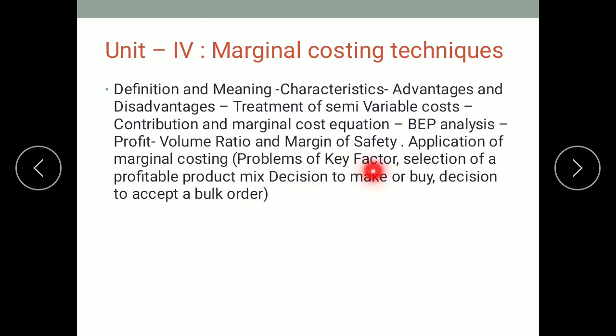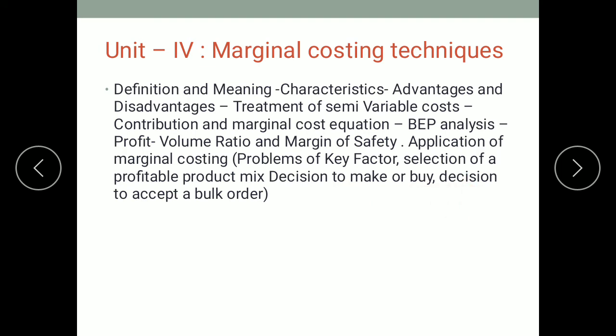The problems of key factor, we need to find out what will be our situation when a particular key factor, or key importance factor, is not available, then what will happen to our overall cost. And the selection of profitable product mix, and decision of make or buy. It means whether it is profitable to make that particular product or buy it from outside. So there are different criteria based on which we take these decisions.